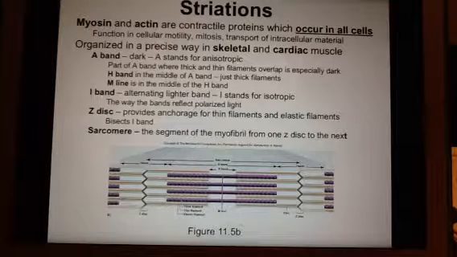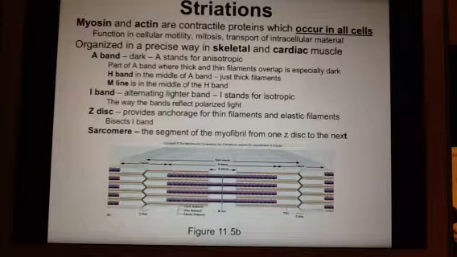That little bare zone, I think is what it was called on the previous slide, is the H band. It's the middle of the A band where there are no thin filaments overlapping, just thick. And then there's an M line, which is in the middle of the H band. Now we're going to be focused on the A band, I band, and Z disc. So the M and the H are kind of extra.